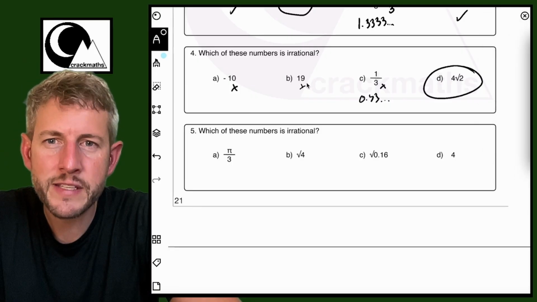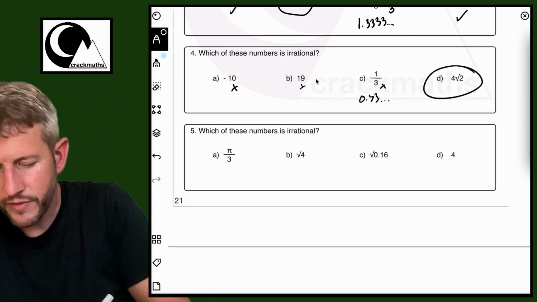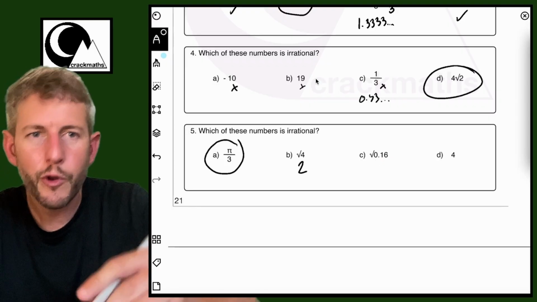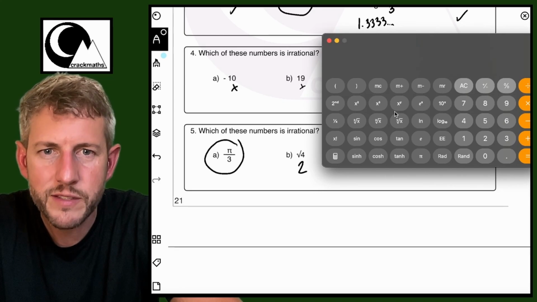Last one for this page. Which of these numbers is irrational? Well, it's going to be this one, pi over root 3. Root 4 is 2. Root 0.16 is going to be 0.4. Let's just have a look though.